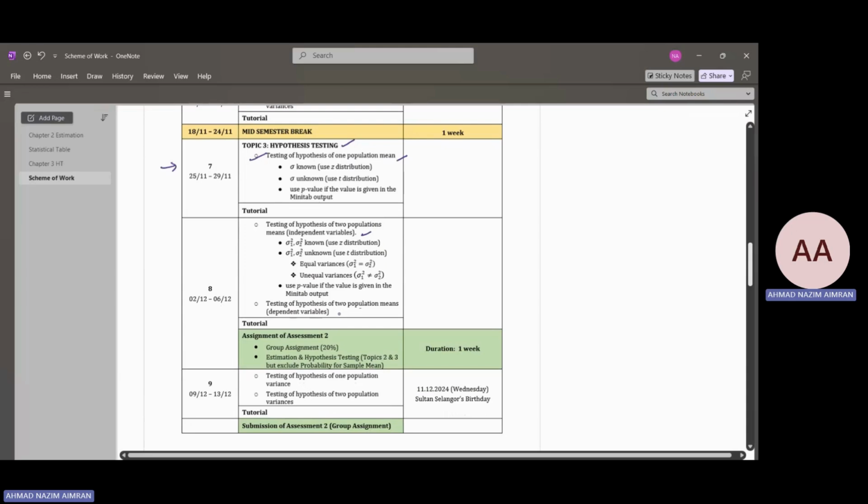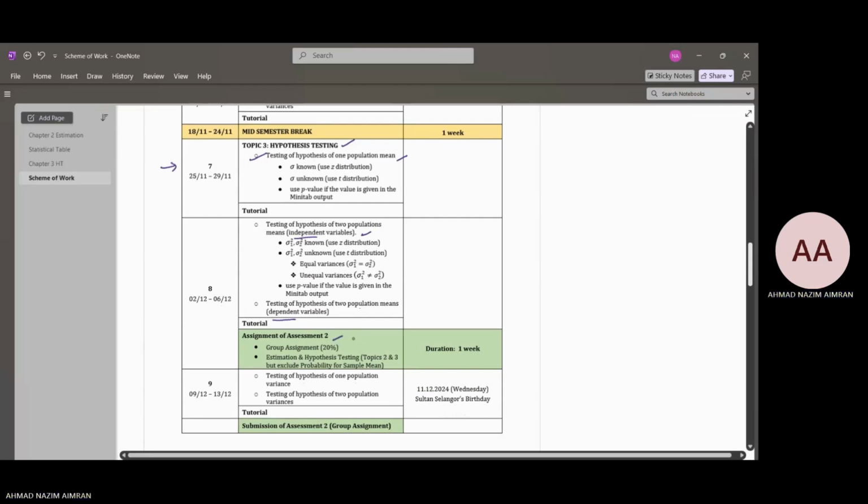In week 8, we are going to discuss the other one, which is to test the hypothesis of two population means when the variables are dependent as well as when the variables are independent. Okay, and then in week 8 is the submission of assignment, that is assessment 2.